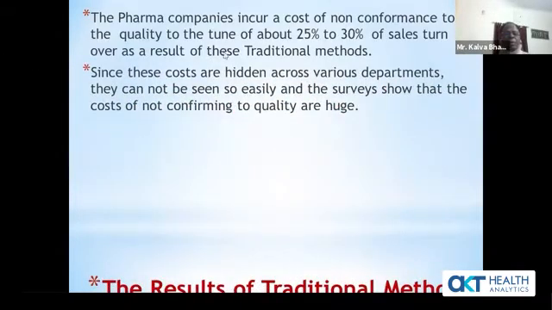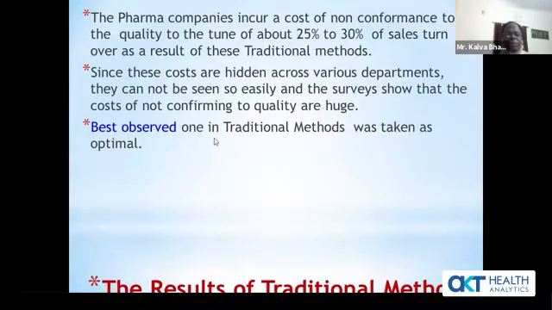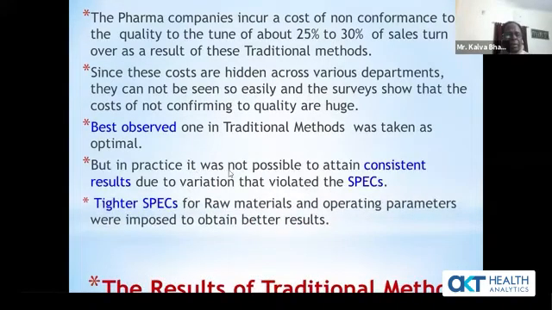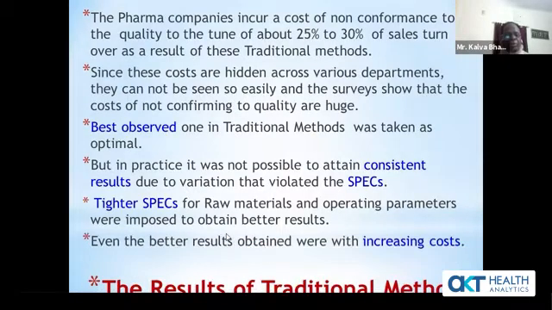The pharma companies incur a cost of non-conformance to quality to the tune of 25 to 30% of sales turnover as a result of these traditional methods. Since these costs are hidden across various departments, they cannot be seen so easily, and the survey shows that the costs of not conforming to quality are huge. The best observed one in the traditional method was taken as an optimal, but in practice it was not possible to attain consistent results due to the variation that violated the specifications. Tighter specifications for raw materials and operating parameters were imposed to obtain a better result. Even the better results obtained were with increasing costs.